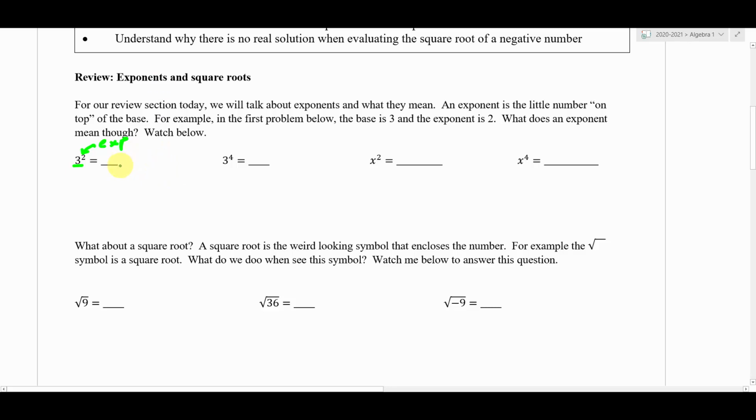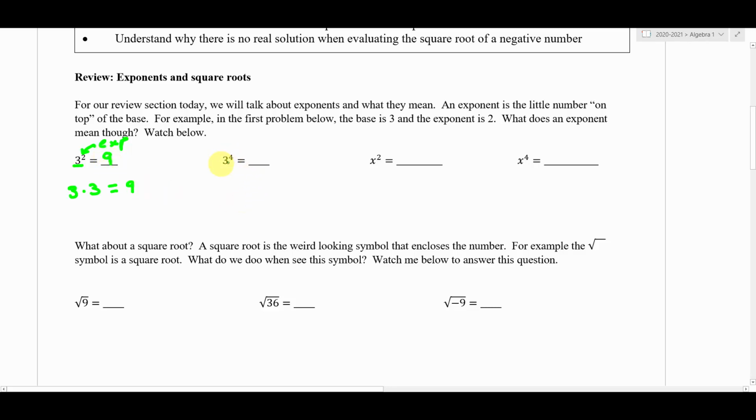All right, so what does this thing tell us to do? What is this little 2 telling us? It's telling us to take the base and multiply it by itself 2 times. So when we see 3 to the second power, another way to say that is 3 squared. That means we're taking 3 and multiplying it by itself twice, so 3 times 3. 3 times 3 is 9, therefore 3 squared is 9.